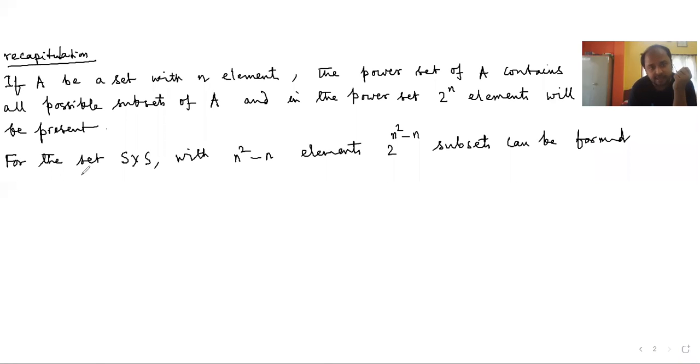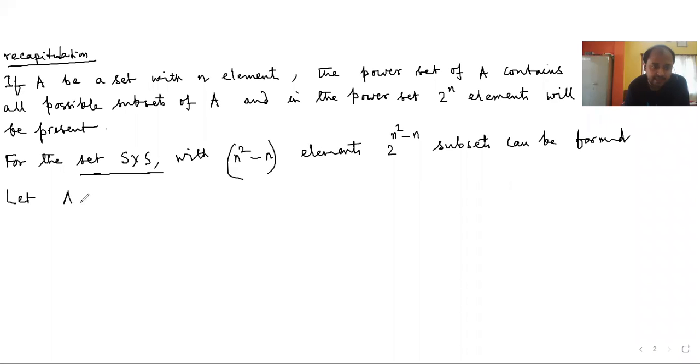Okay, for the set S cross S with n square minus n elements, 2 to the power n square minus n subsets can be formed. Okay, now I'm going to use one unitary method in this particular case. Out of these 2 to the power n square minus n subsets, one subset... before that, we will write a collection.